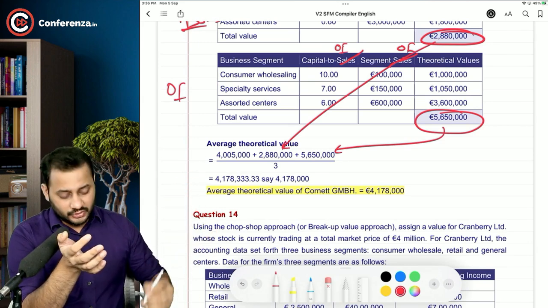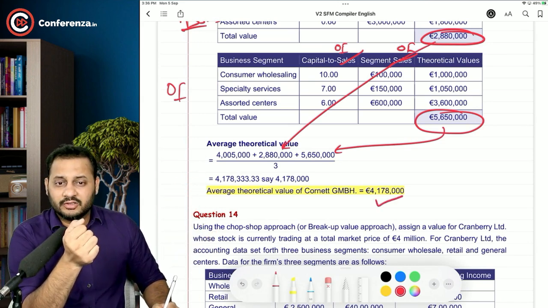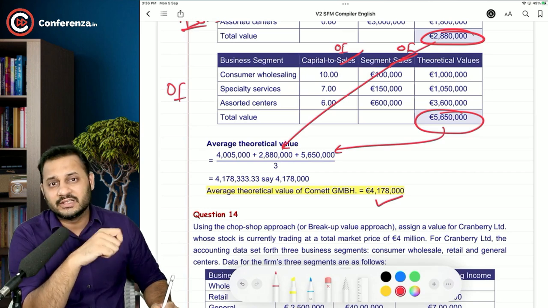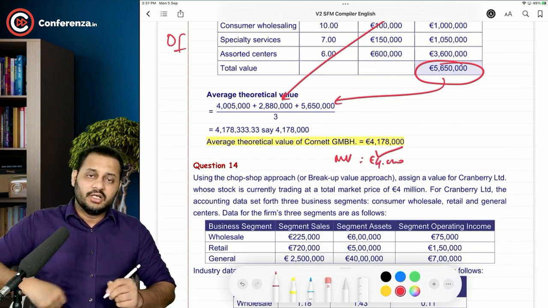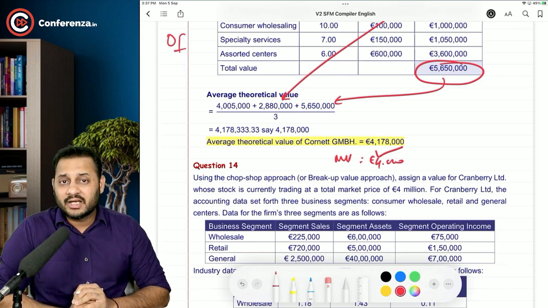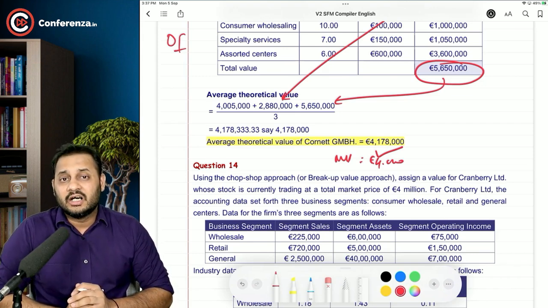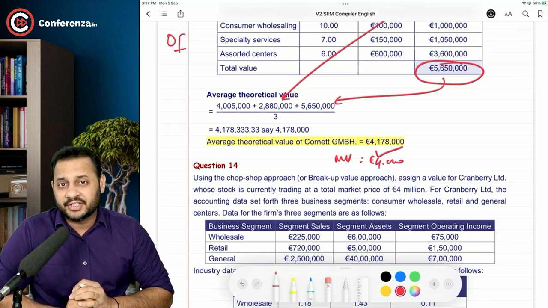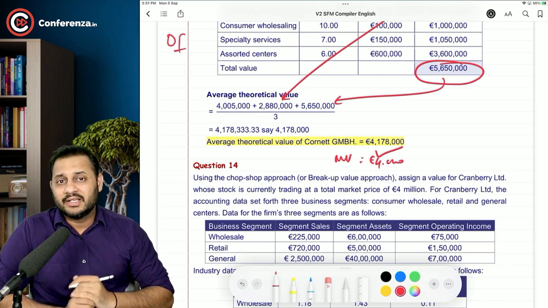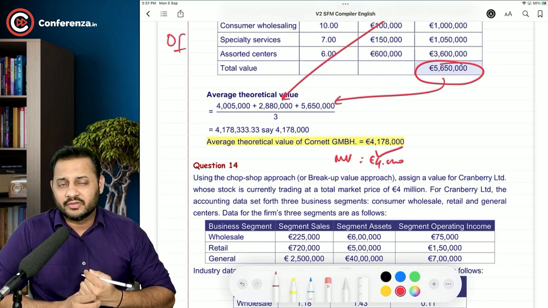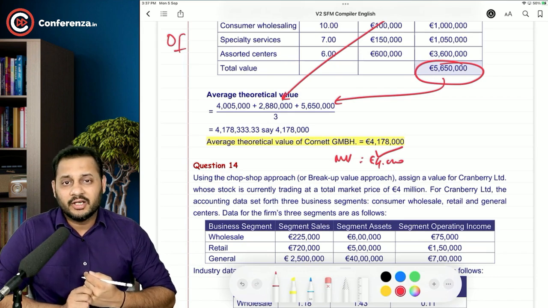Simple average. So average theoretical value of the Cornet GmbH is coming to 4.178 million, whereas the market value is 4 million. So what is your conclusion according to this? According to this, your conclusion is the market value is underestimated, or we can say it is undervalued. You can buy the shares right now because you think that the real value of this company is 4.178, and if you can buy that share at 4 million, or whatever the market price, it's undervalued. You should buy it.